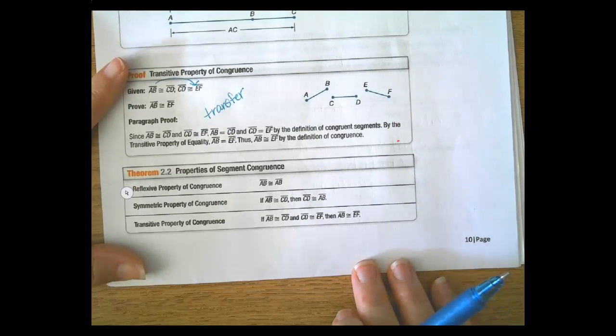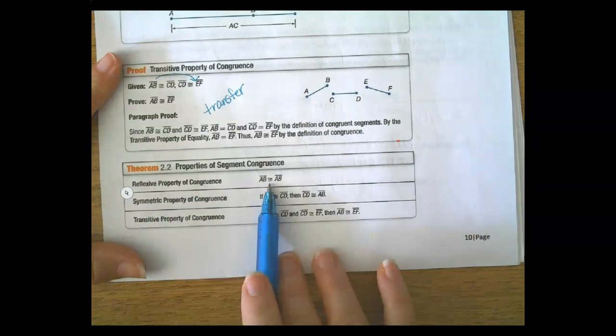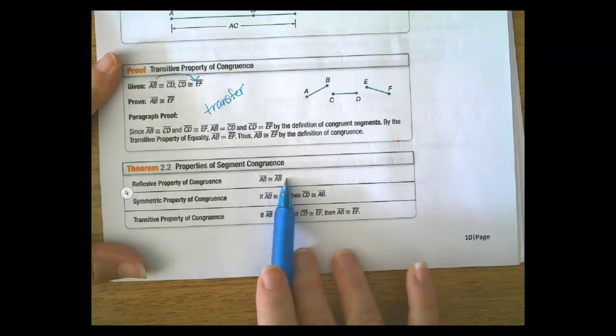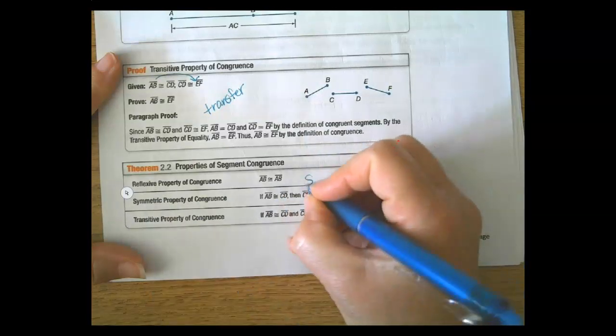Property of segment congruence. This is the reflexive. It's no different, but these are, instead of points or anything else, segments, so that would be the same thing. That reflexive, it's the same as each other.